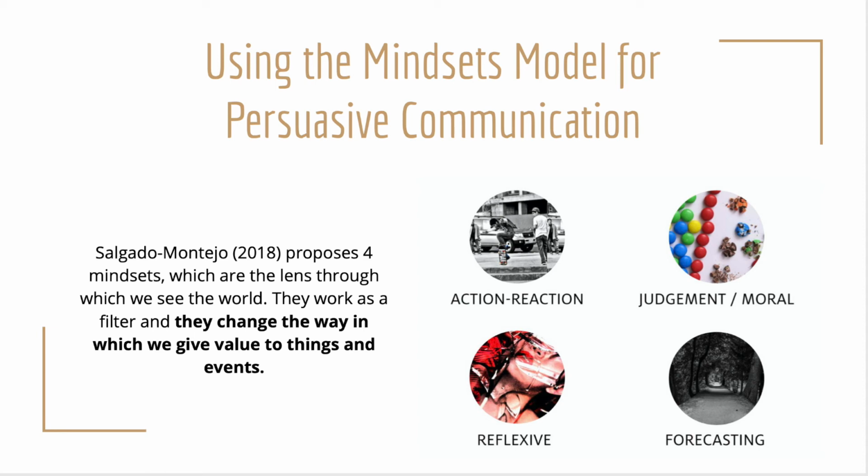action-reaction, which is more instinctive and set in the present. The reflexive one is introvertive and set in the past. Judgment and moral is social and is related with morality. And the forecasting one is related with memory and is set in the future. We think the mindsets that could be used in persuasive communications are judgment and moral, forecasting, and reflexive, because of the emotions that they use.